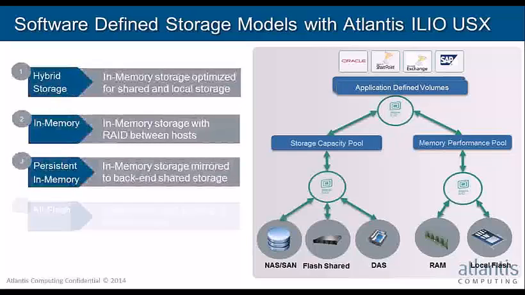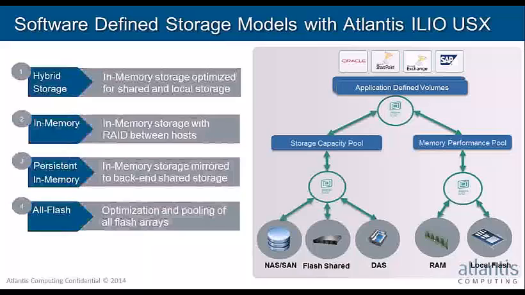There are four types of ADS volume like we discussed in the beginning. The first one is called hybrid storage. And this is essentially in-memory storage optimized for shared and local storage. What that means is you have a combination of storage capacity pool and memory performance pool. And the memory pool is actually being used as a performance accelerator layer for the primary storage capacity pool. And I'll show that in some of the diagrams in the upcoming slides.